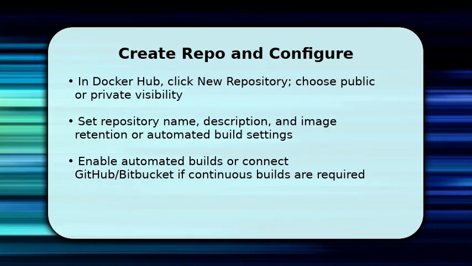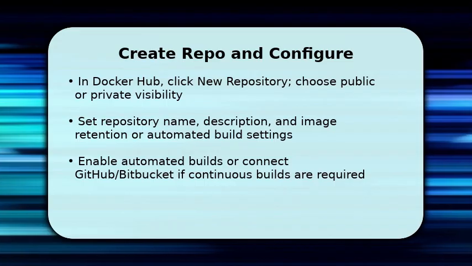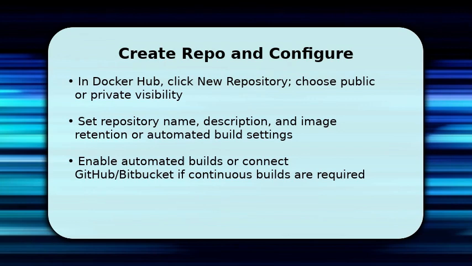Configure description, tags, and optionally enable automated builds by connecting your Git provider. Once connected, set build rules so pushes trigger images. Make sure repository settings align with your CI/CD plan. This reduces manual pushes and avoids mismatched tags during deploys or collaborative work.